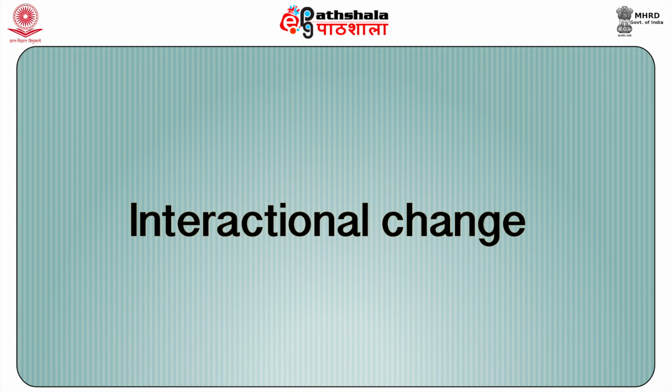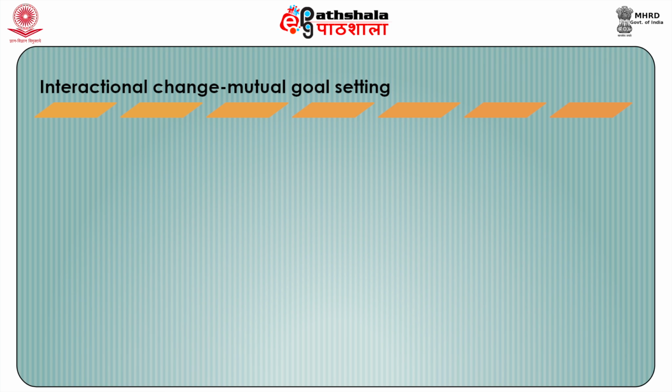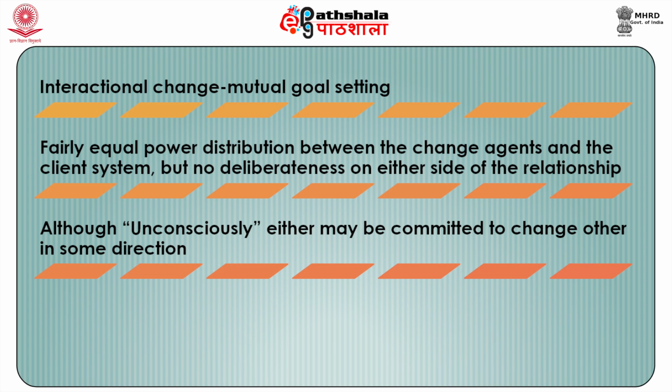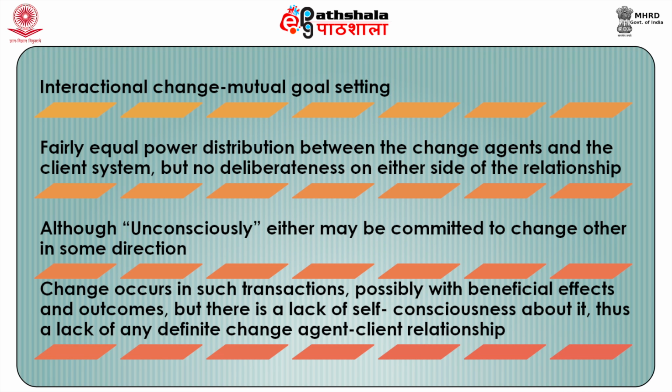The fourth change is interactional change. Interactional change is characterized by mutual goal setting, and there is fairly equal power distribution between the change agents and the client system, but no deliberateness on either side of the relationship. Although unconsciously either may be committed to change the other in some direction, such changes can be observed among good friends who help each other, married couples, and in various other non-deliberate transactions among people. Change occurs in such transactions, possibly with beneficial effects and outcomes, but there is a lack of self-consciousness about it, thus a lack of any definite change agent client relationship.